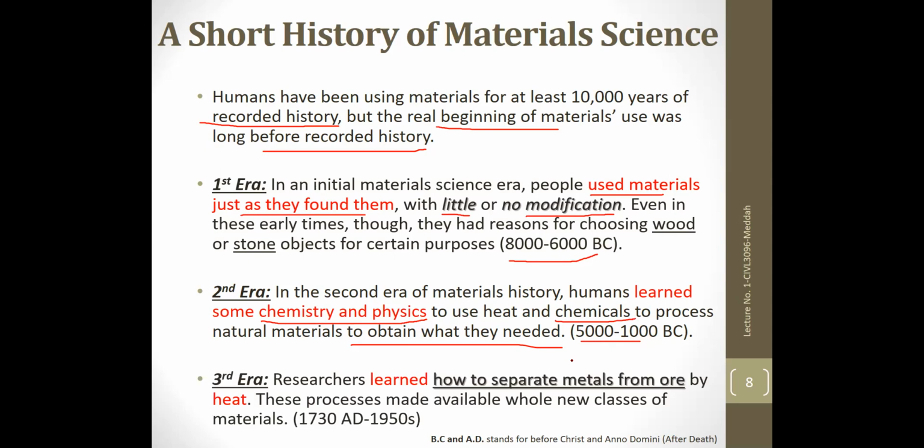And then comes the last or the third era. At this era, a human has learned more chemistry, more physics, more material science, and has learned how to separate metals from the ore using a heating process. So a human at this time, with accumulated knowledge from chemistry and physics, learned that using heat or thermal treatment, or heating up the ore, can separate the metals between them and can create new metals.